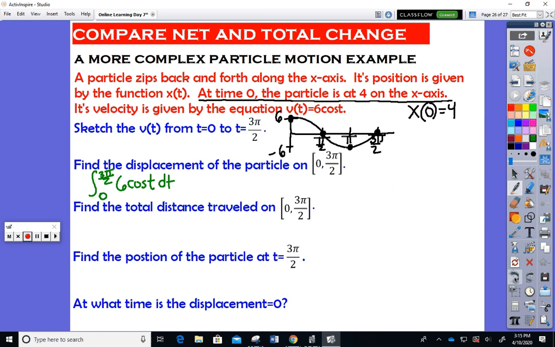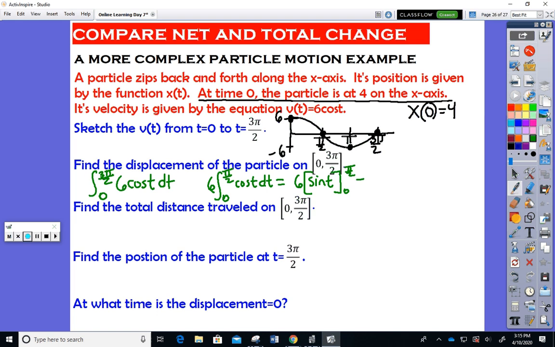So let me say that I'm going to go from 0 to pi over 2, because I think this might help me on something a minute from now. Of 6, I can bring out cosine t dt. So I know the antiderivative of cosine is sine. And I'm going from 0 to pi over 2. So this would be a no calculator problem, unlike the ones that we were doing earlier.